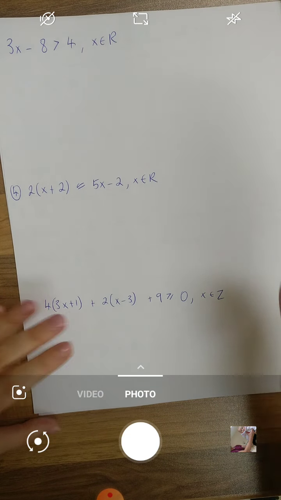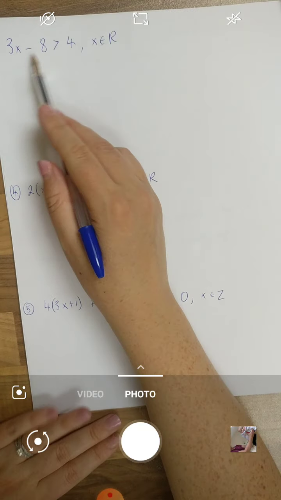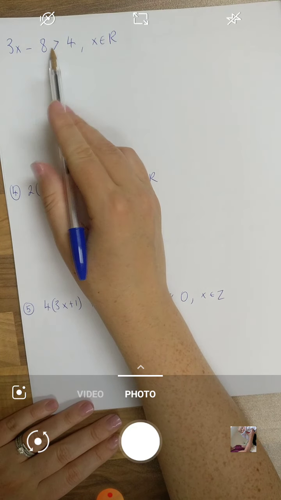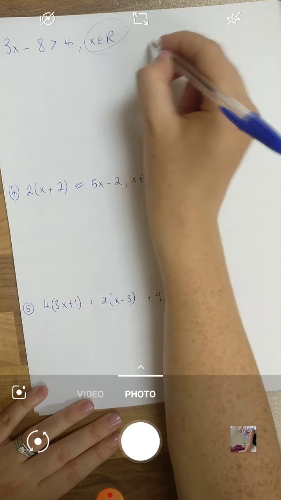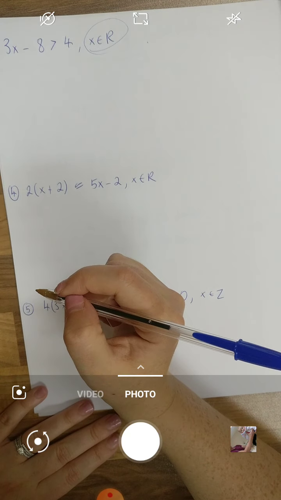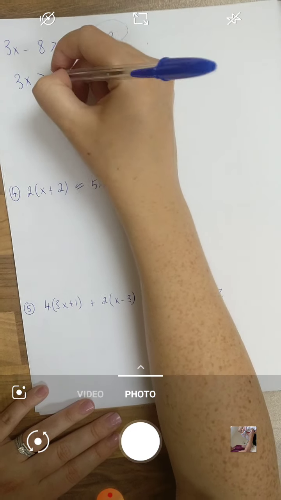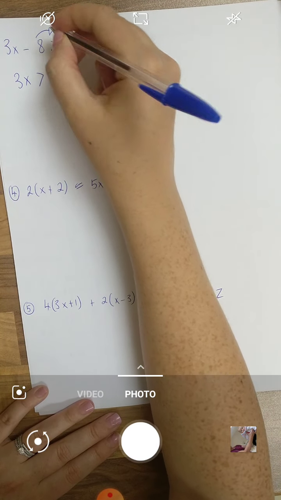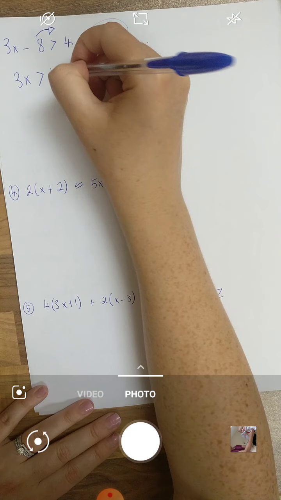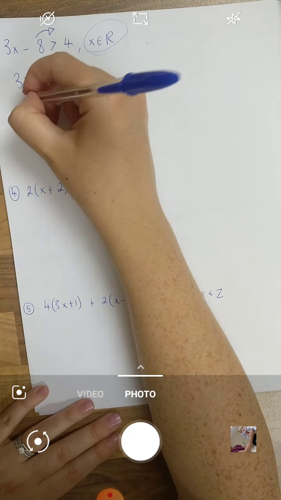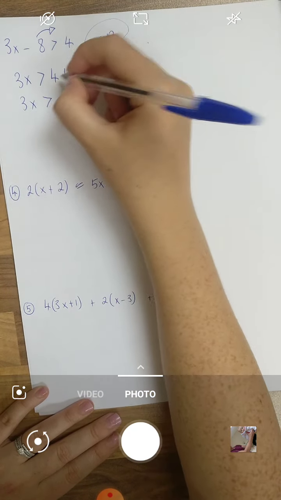Now, the last set of questions, we have 3x minus 8 is greater than 4. So we're going to leave 3x on the left, is greater than 4. Minus 8 moves over and becomes adding 8. So 3x is greater than 4 plus 8, which is 12. x is greater than 12 divided by 3. So x is greater than 4.